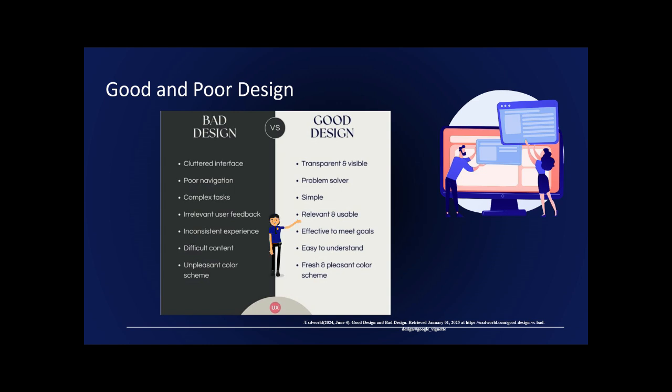Relevant and usable. Content and features are aligned with what users need, eliminating distractions or irrelevant elements. Effective to meet goals. Users can complete tasks efficiently, whether it's purchasing a product, filling out a form, or navigating a website. Easy to understand. Clear language, well-organized information, and familiar design patterns help users quickly grasp functionality. Fresh and pleasant color scheme. Visually appealing and accessible colors enhance readability and create a positive experience.